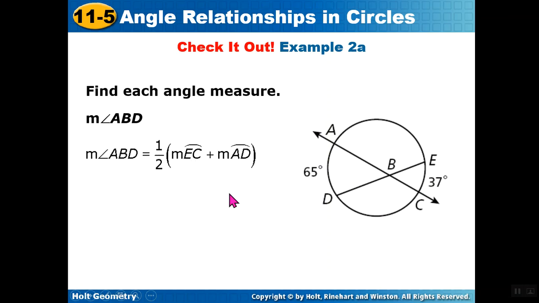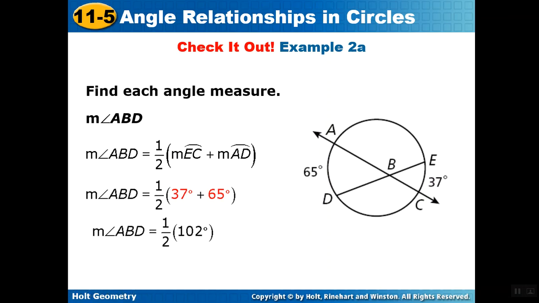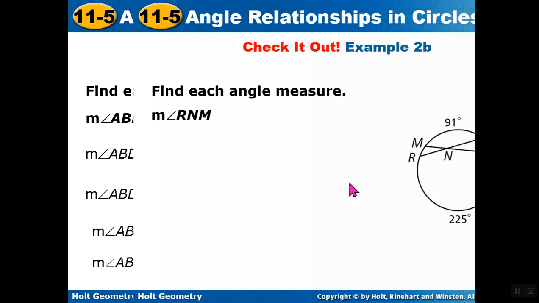Write the theorem's formula. Measure of angle ABD is equal to half of the measure of arc EC plus the measure of arc EAD. Substitute the measures. 37 plus 65 equals 102. Divide the answer by 2 to get 51 for angle ABD. This angle is 51 degrees because it is half of the sum of the two arcs.